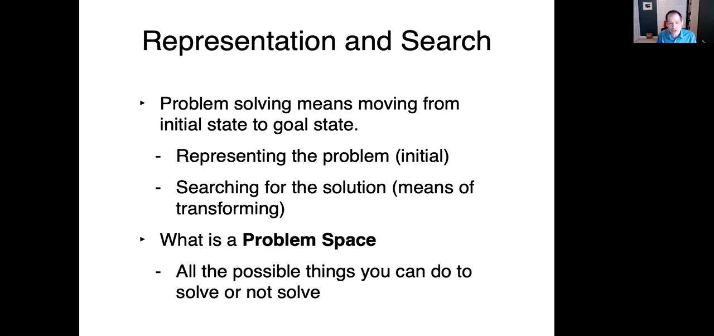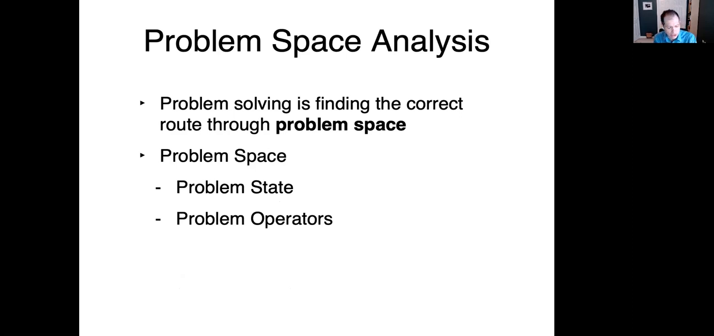It's really just one person trying to solve a simple puzzle by trying all the possible moves. That's what a problem space is. It's everything you could do in all the possible universes that this problem could exist in, and you need to find the correct selection of things or states in order to move that initial state to the goal state. I never thought I'd use The Bachelor as an example, but actually, come to think of it, it's a pretty good example of a complex problem space. So problem space analysis is finding the correct route through this problem space.